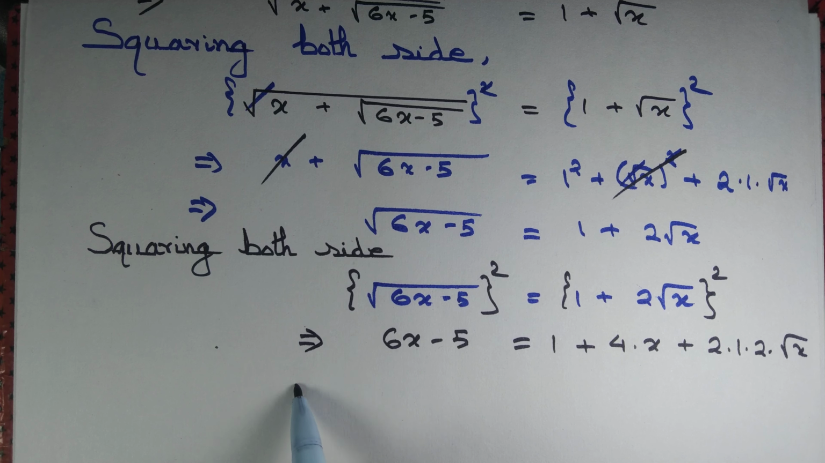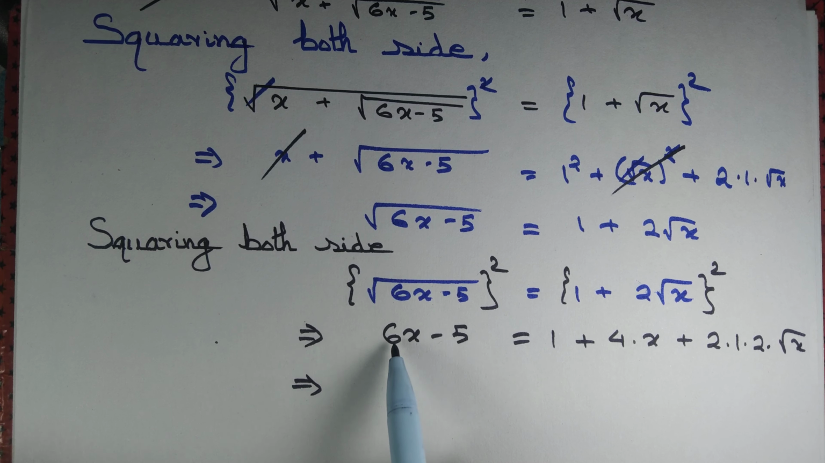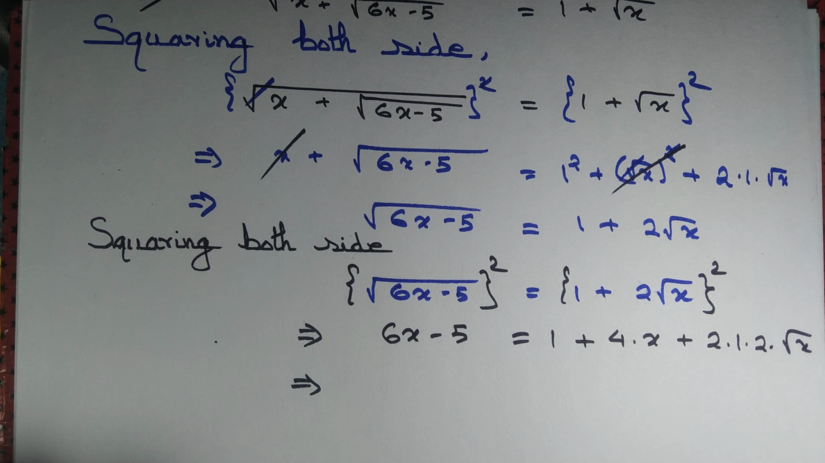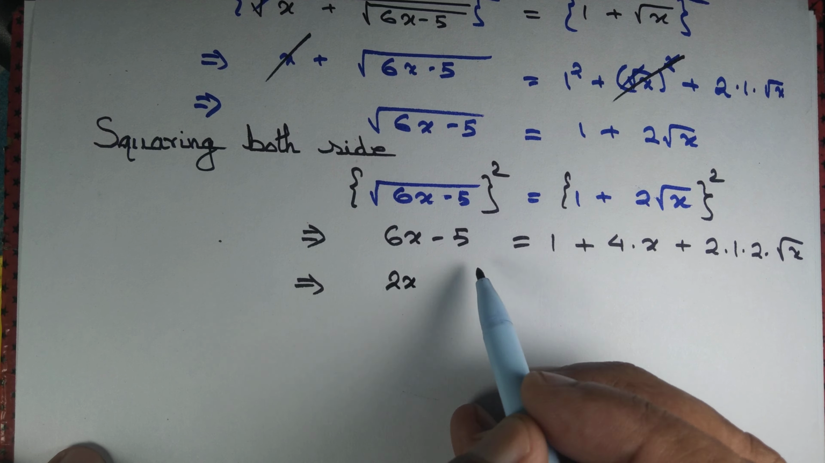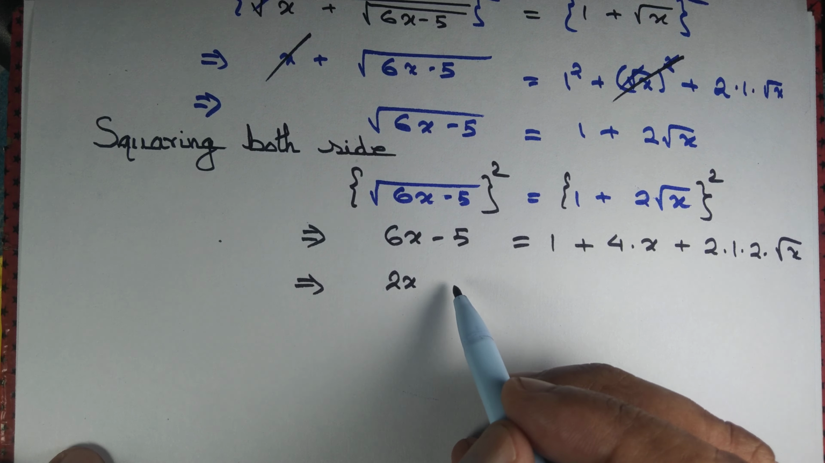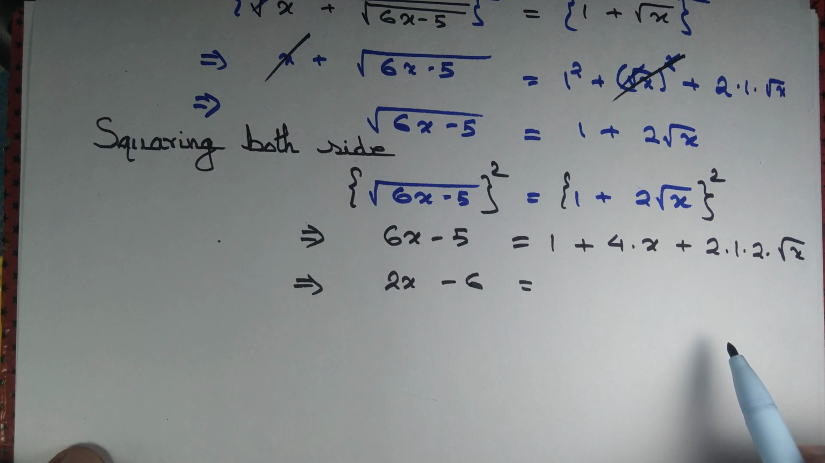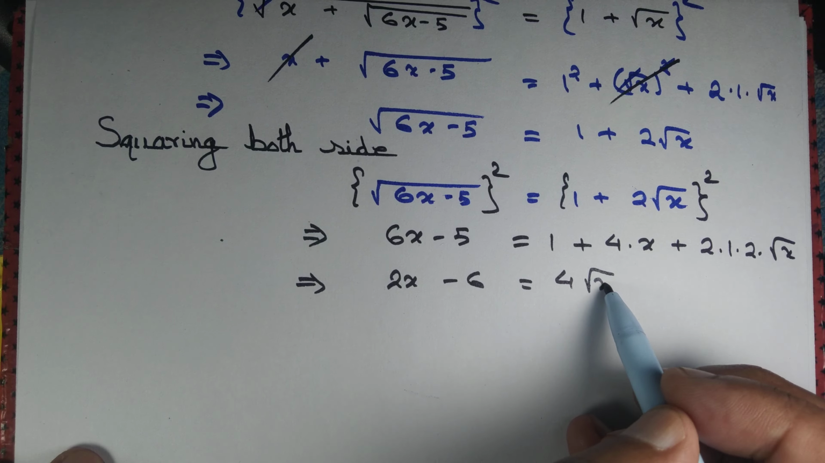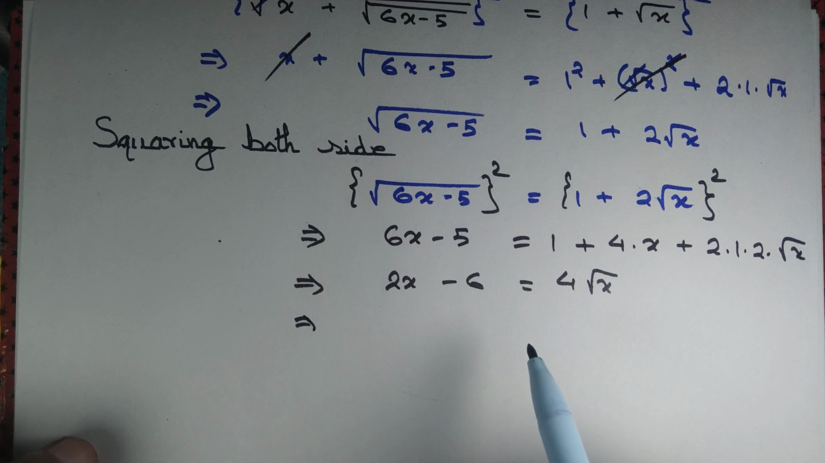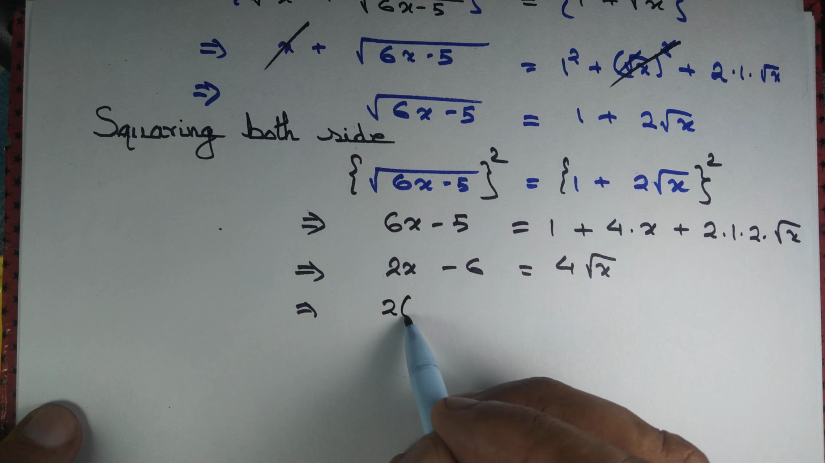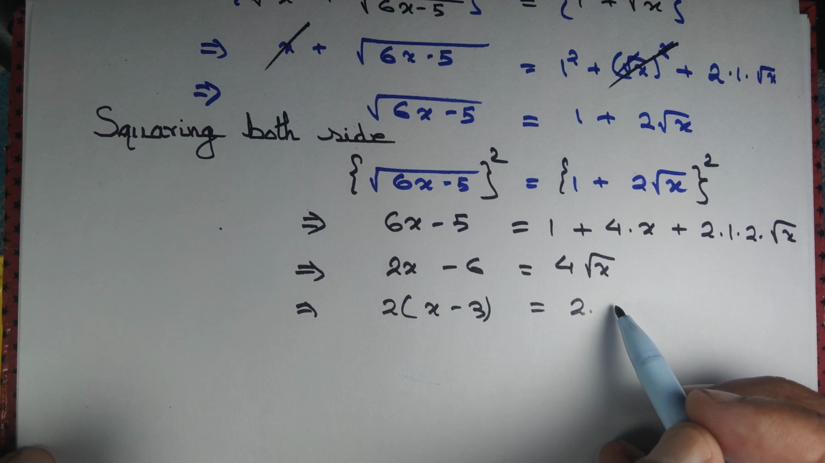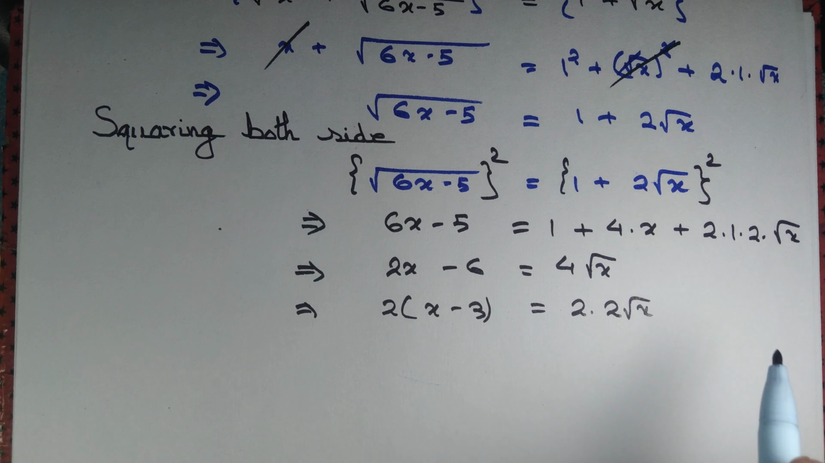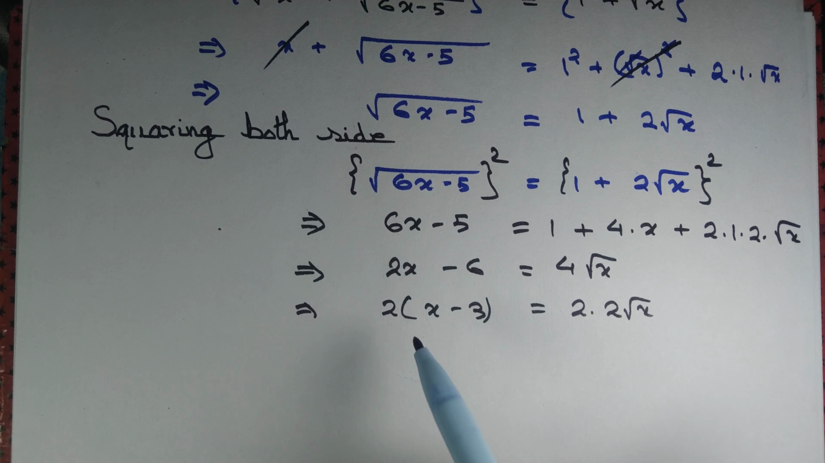Okay, now again we can simplify the expression. 6 number of x minus 4 number of x will give us just 2 number of x. Minus 5 and minus 1, so minus 6 equal to 4 into root x. We can take 2 common and cancel it out. Let's take 2 common, we'll be left with x minus 3. Here we can write 4 is 2 into 2 root x, and we can cancel 2 out.